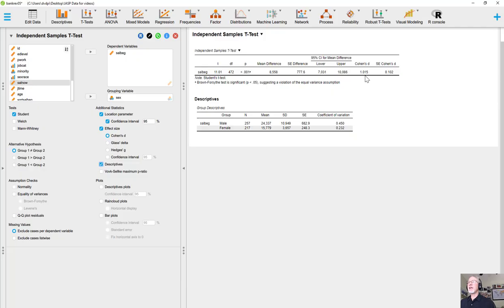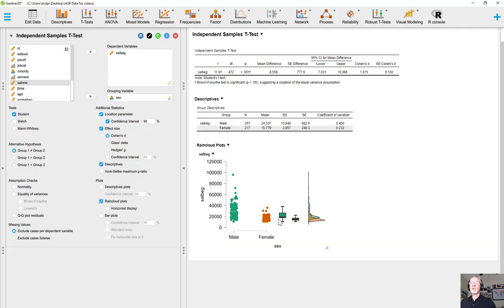The effect size estimate is 1. 0.8 and above is a strong effect, so this appears to be a strong effect. Okay, now we're going to do some raincloud plots to see those differences.